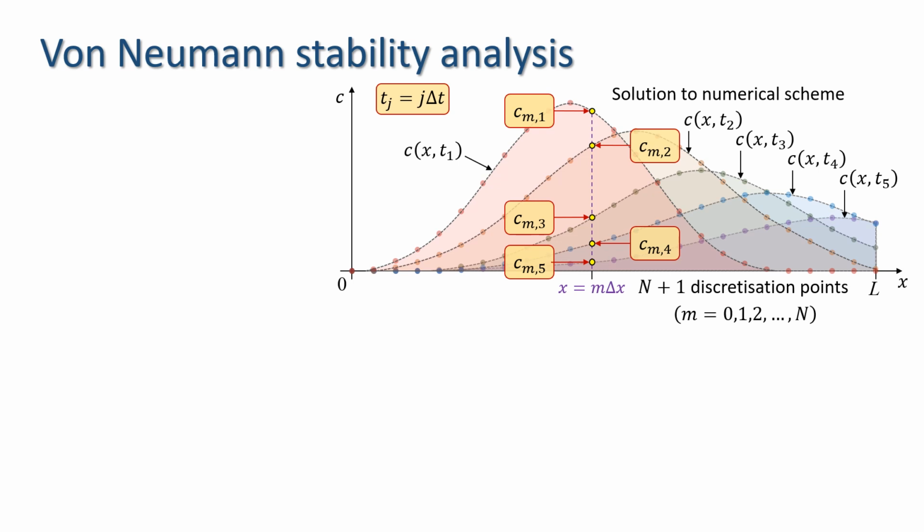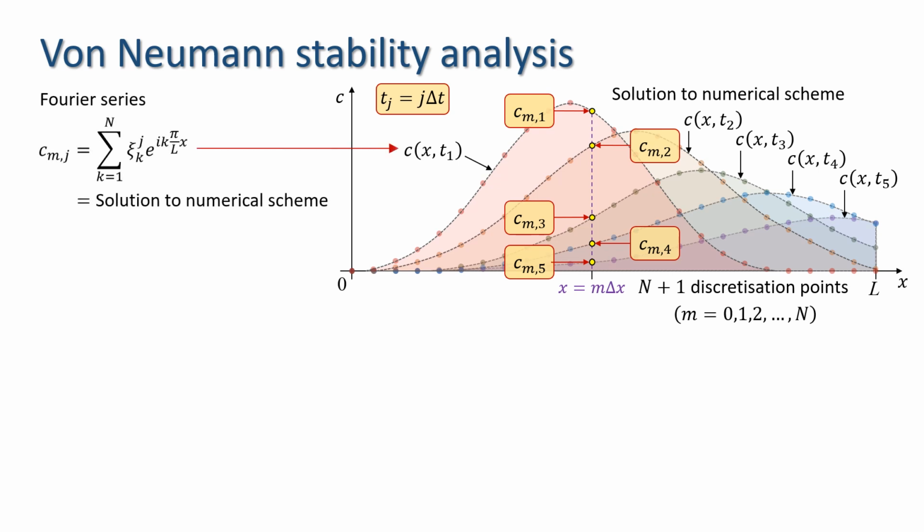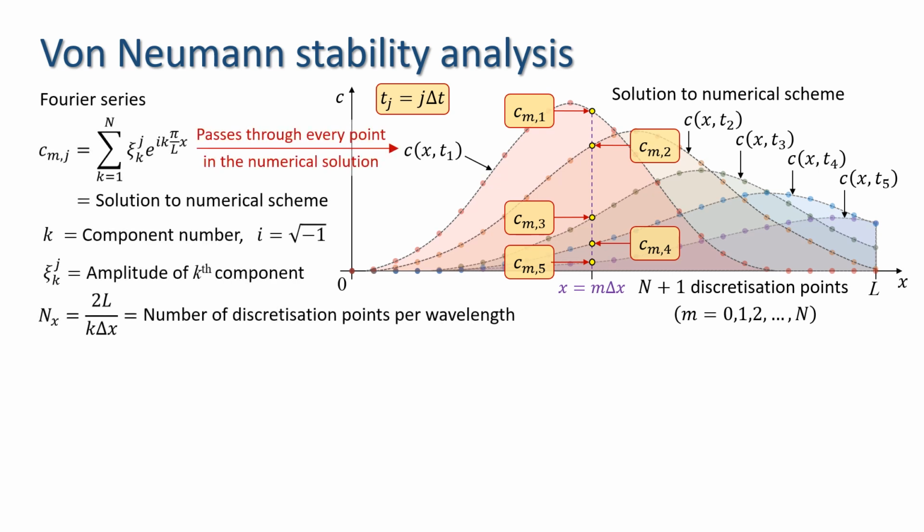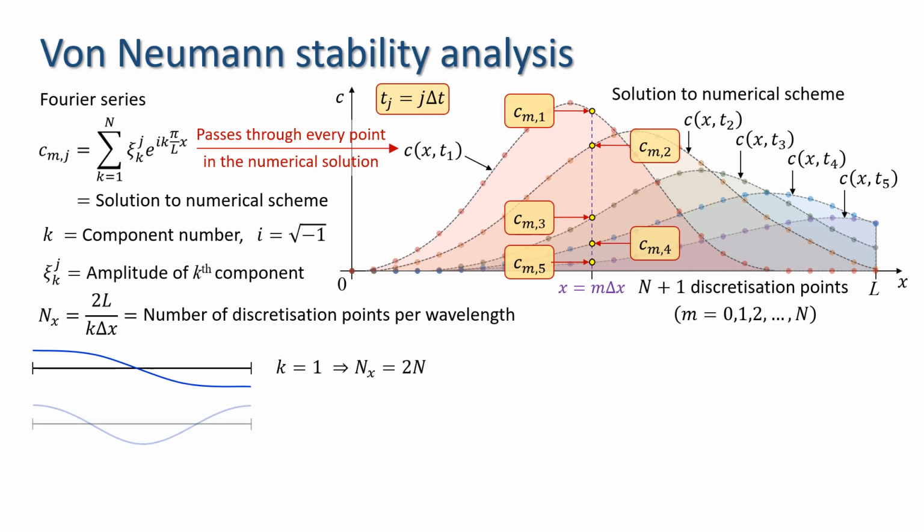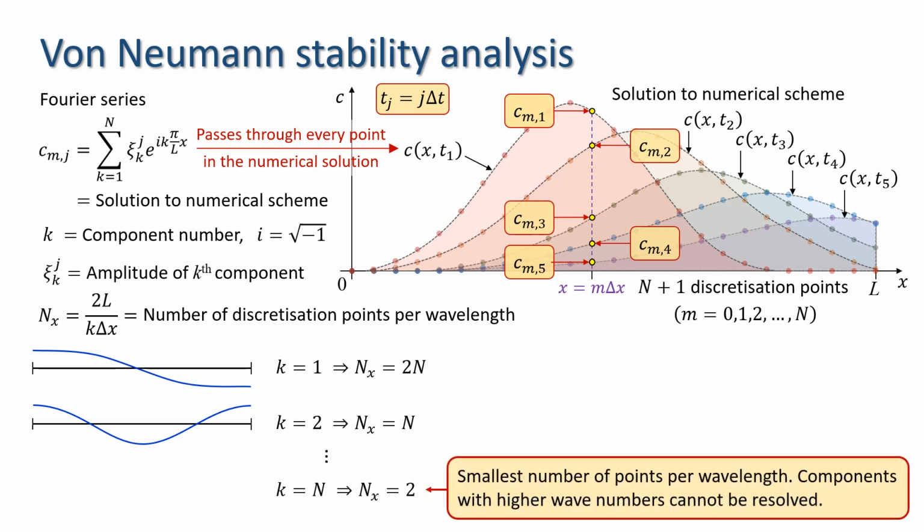We're going to write the solution to the numerical scheme as a Fourier series, which will be of this form. As we can see, each Fourier series has n components. This is because the number of discretization points per wavelength can't be resolved for higher wave numbers. If we look at the first component of the series, k equals 1, it will be a curve like this, which is half a wave, which thus has 2n discretization points per wavelength. For k equals 2, we have a single wave and nx is n. When we get to k equals n, we have a value of nx of 2, which is the smallest number of points per wavelength that is possible to resolve.